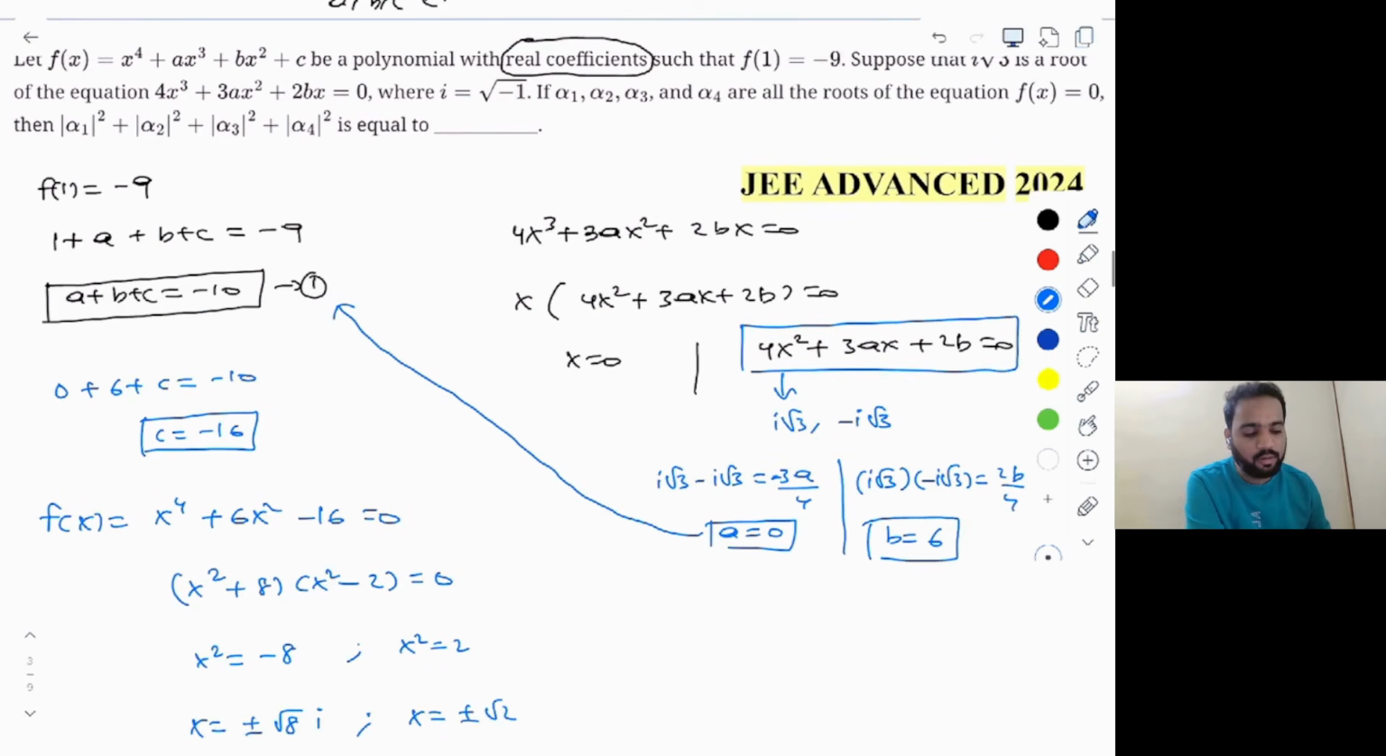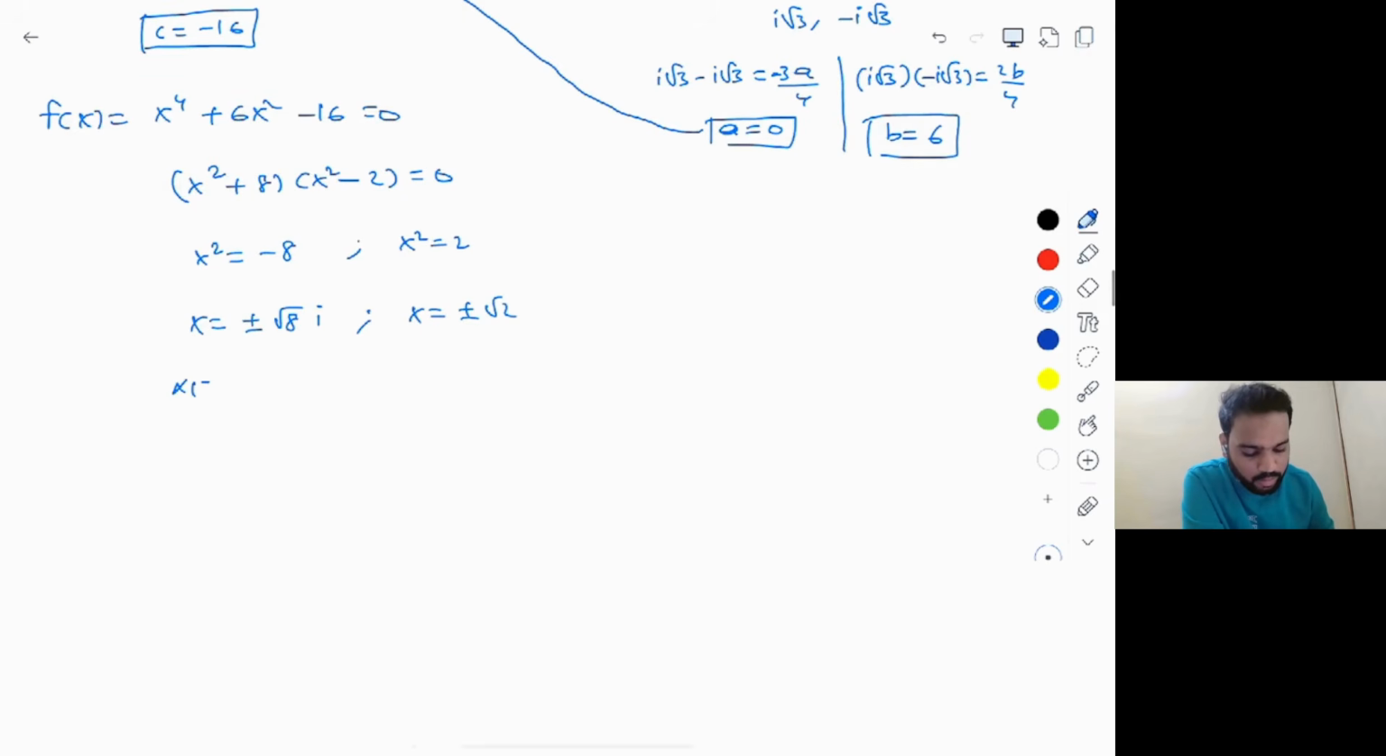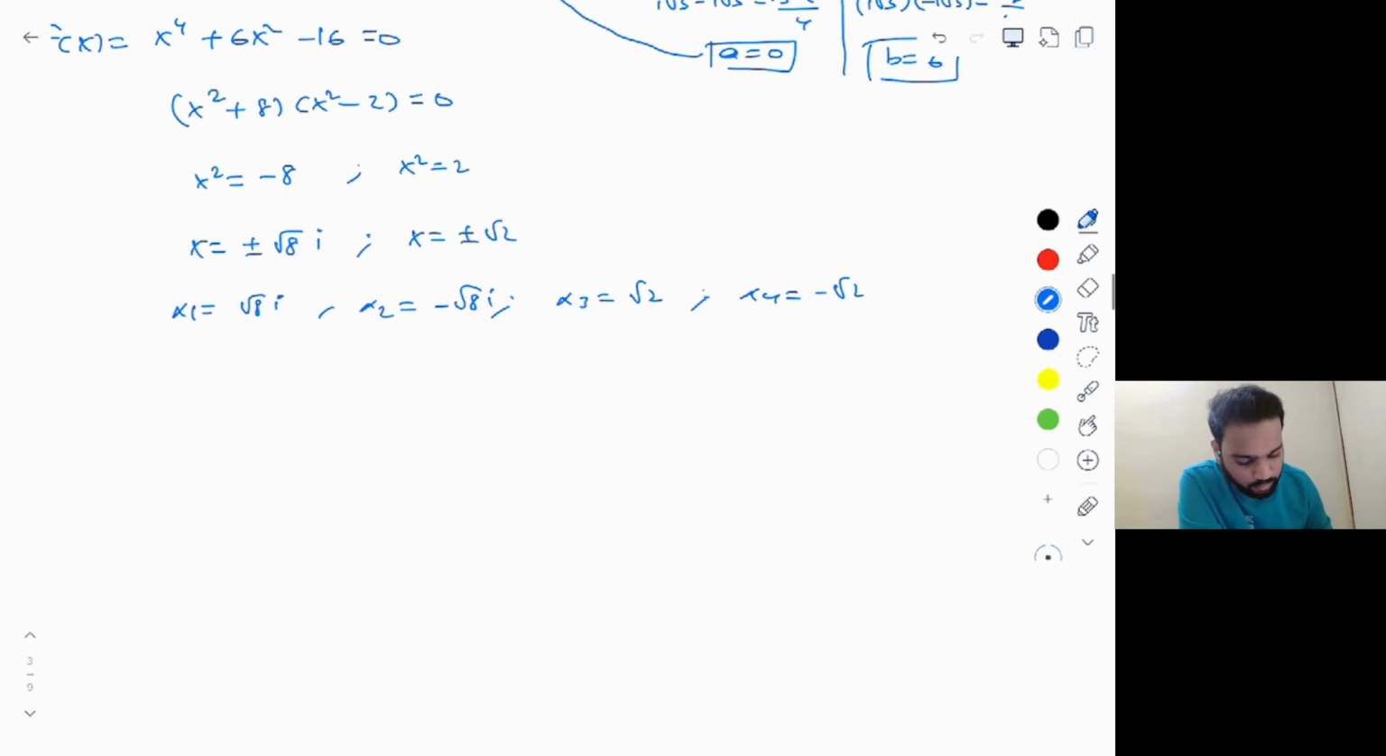Now, given that alpha 1, alpha 2, alpha 3, alpha 4 are the roots of this polynomial, you can take it like this directly. Alpha 1 is equal to root 8 i, alpha 2 is equal to minus root 8 i, alpha 3 is equal to square root of 2, and alpha 4 is equal to minus square root of 2. And in the end, what you're supposed to find is modulus of alpha 1 square plus modulus of alpha 2 square plus modulus of alpha 3 square plus modulus of alpha 4 square.